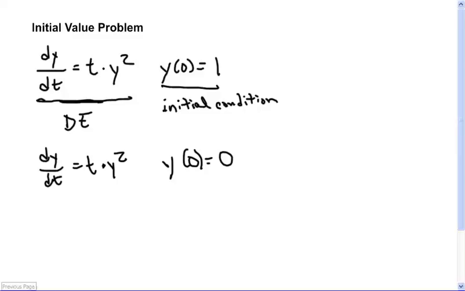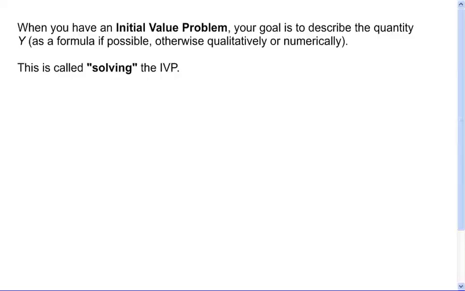Okay. Now, let's talk about what we're going to do with these. When you have an initial value problem, your goal is to describe the quantity, the y, as a formula if possible, otherwise qualitatively or numerically. So remember we talked about how any quantity that changes, you have 3 ways of describing it. A formula if you're lucky, and that's the best. But if you're not as lucky to have a formula, you would describe it qualitatively, meaning words and graphs, or numerically, meaning a table of numbers.